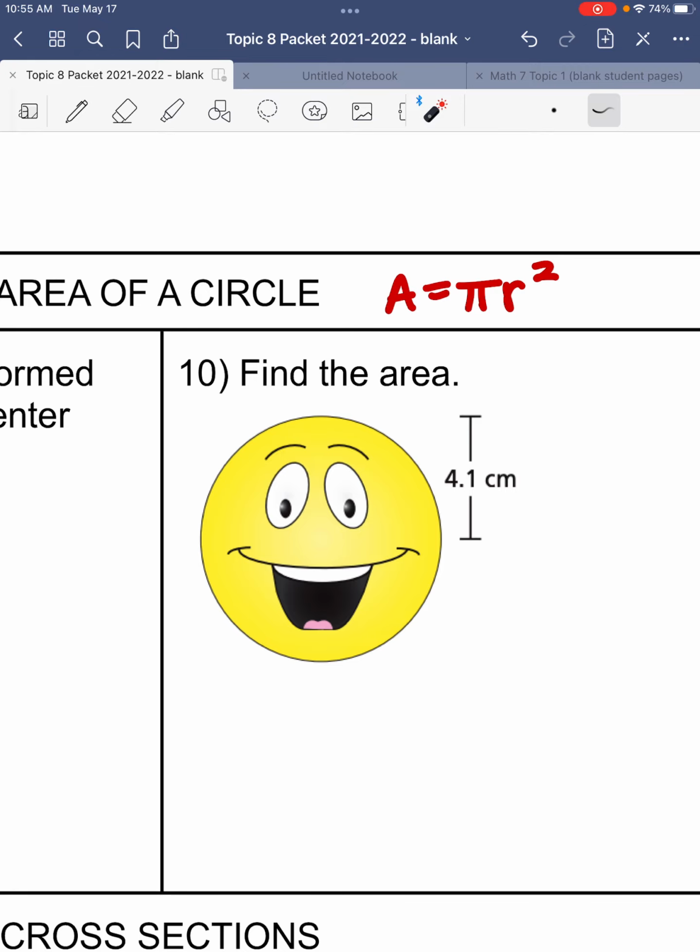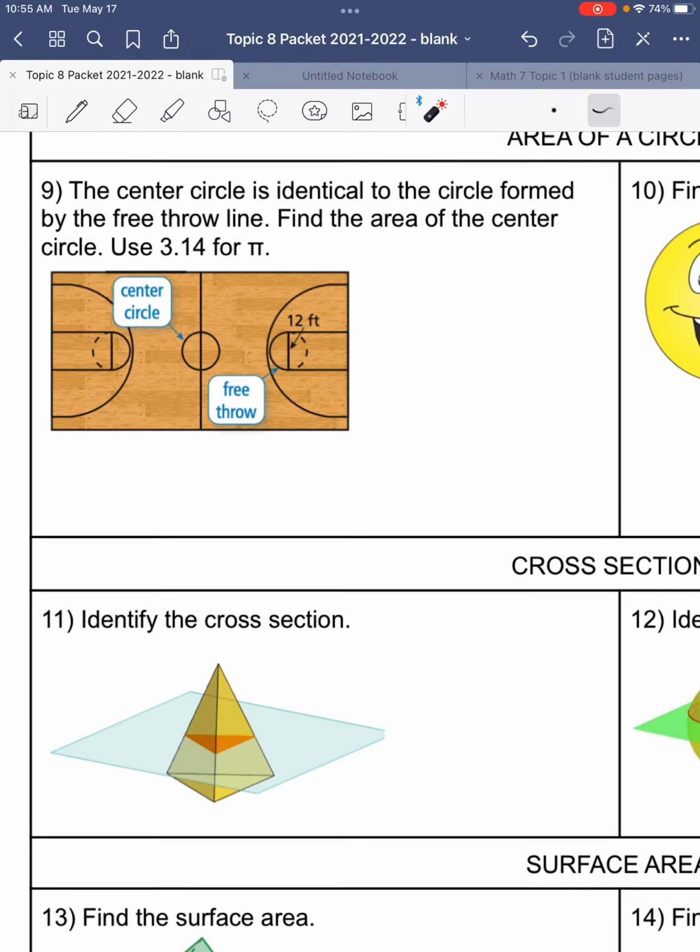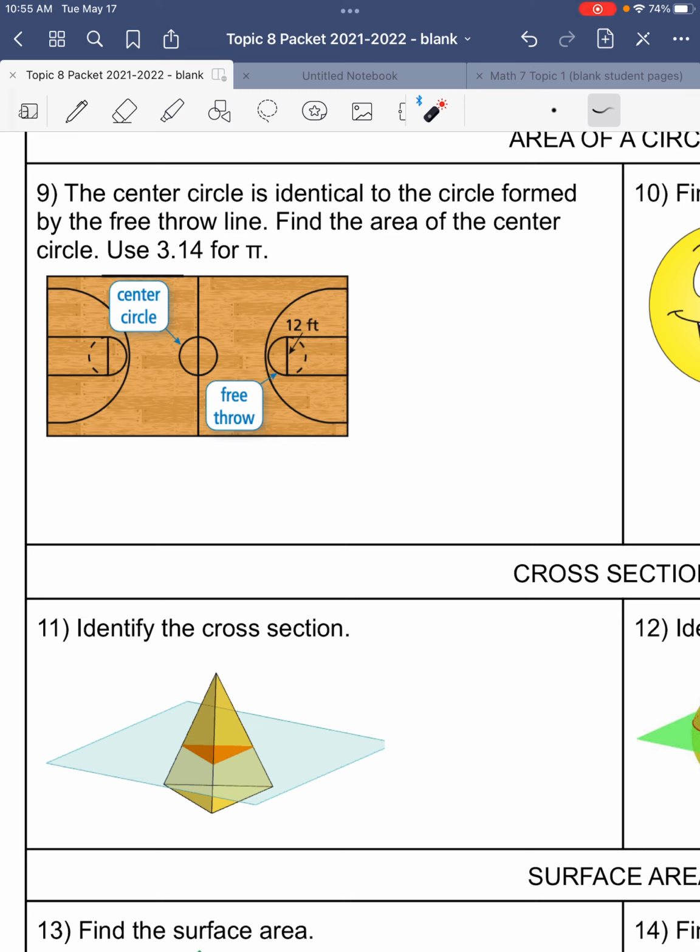So number 9, we have a basketball court, and it says the center circle is identical to the circle formed by the free throw line. Find the area of the center circle. Use 3.14 for pi. So basically what it's saying is that all 3 of these circles are identical.